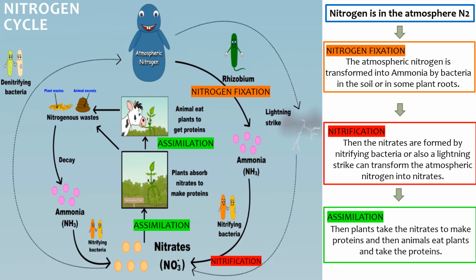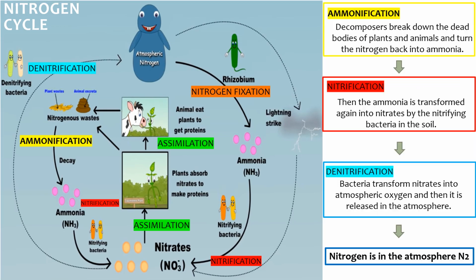The next step is assimilation, when the plants absorb the nitrates from the soil or from the roots to make proteins and grow, and then the animals eat the plants, so they take those proteins too into their bodies. Now the animals have inside their bodies proteins made of nitrates, and when the animals or plants die, the decomposers, usually fungi or bacteria, are going to break down their bodies and turn the nitrogen into ammonia.